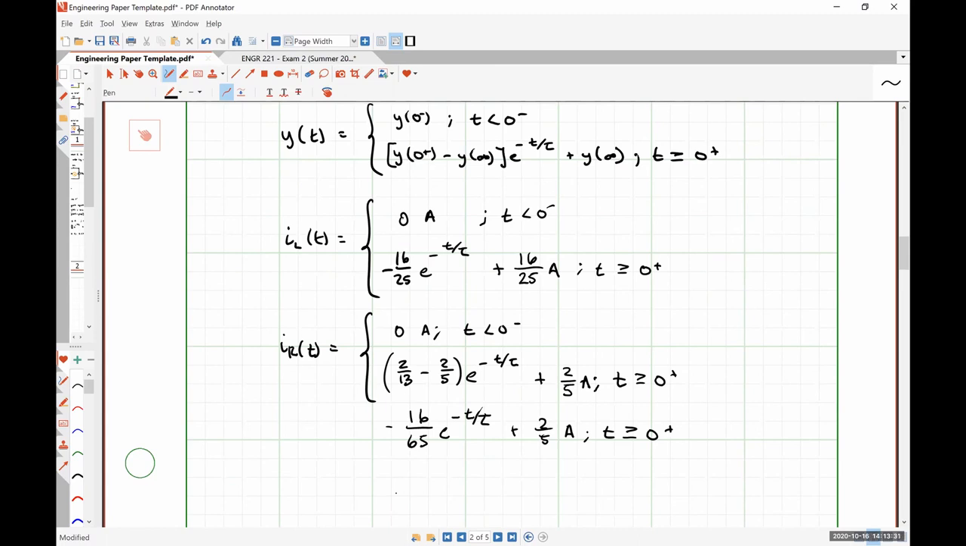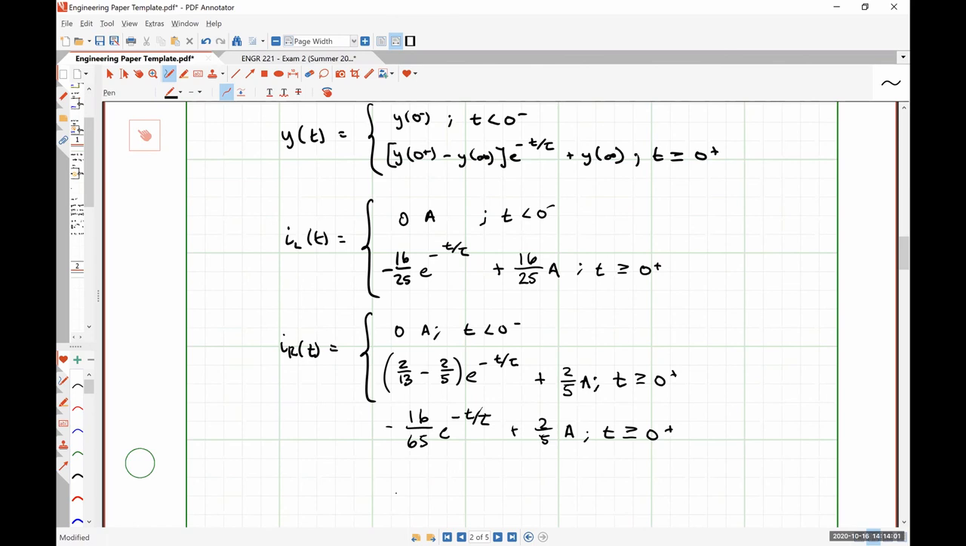All right. Does it matter that at t is equal to 0 plus, our resistor current does not equal what it was at t is equal to 0 minus? Is it okay that our resistor currents are discontinuous? Absolutely. Doesn't matter at all. The only two quantities that are required to be continuous functions are the capacitor voltage and the inductor current. Everything else can change as much as it needs to in an instant in time.